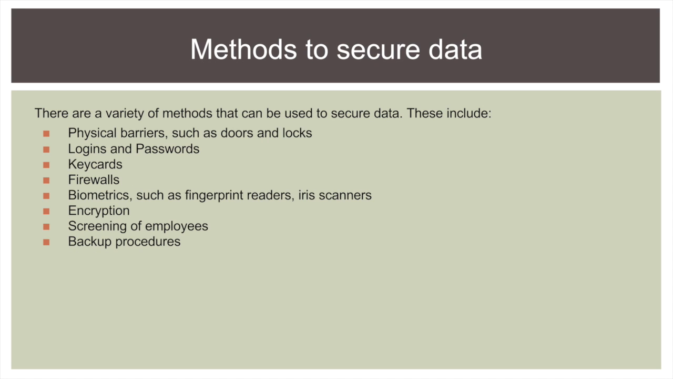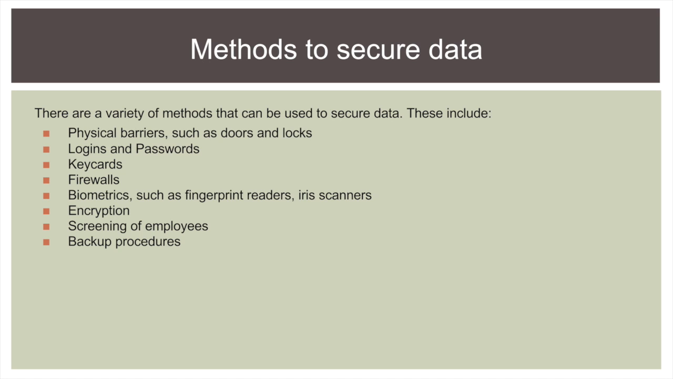There are a number of methods to secure data as well, and these include things such as physical barriers, so doors and locks. They're really important, but most people overlook them when they think about security methods. We look at logins and passwords. Key cards, so physically having a device that you scan onto a reader. Firewalls, which can be both software and hardware based, to prevent unauthorized access of your data. Biometrics, such as fingerprint readers and iris scanners.